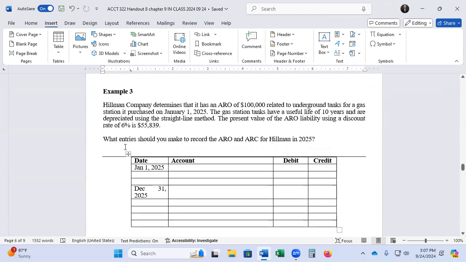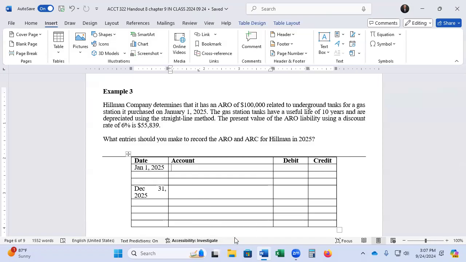Company determines that it has an asset retirement obligation of 100,000 related to underground tanks for a gas station it purchased on January 1, 2025. The gas station tanks have a useful life of 10 years and are depreciated using the straight line method. The present value of the ARO liability using a discount rate of 6% is $55,839. So what entry should we make to record the ARO and the ARC for Hillman in 2025?